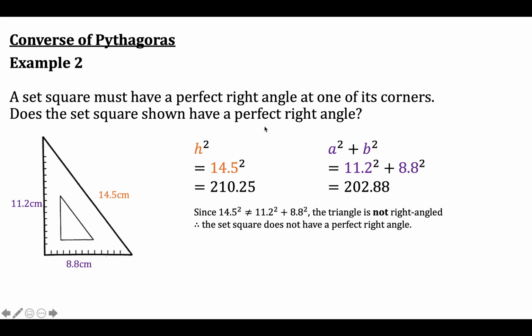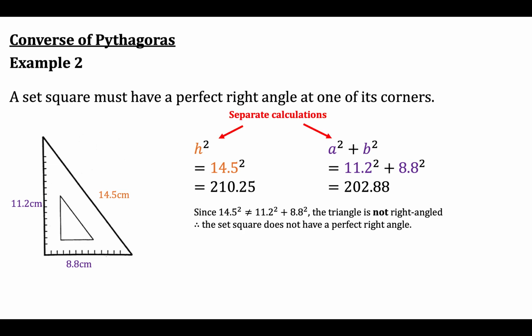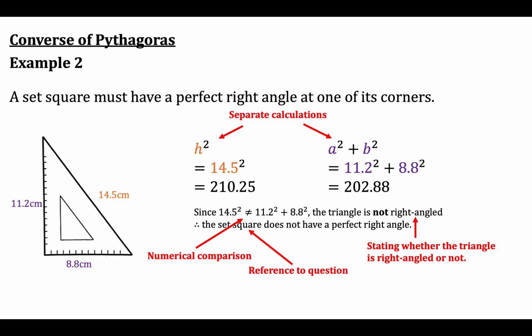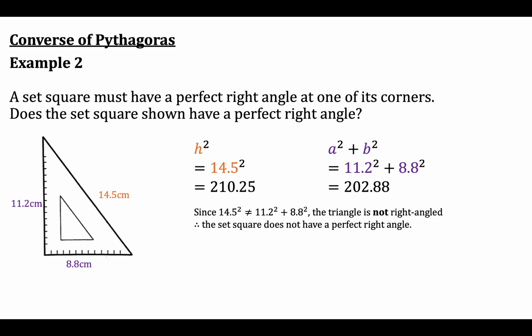It asked us about a set square, it asked us very specifically about an item, so we need to refer back to that. So if we just have a wee look at all of our working, we had separate calculations, we had a numerical comparison, we had to state whether the triangle was right angled or not, and finally we had to refer back to the question because it was a question in context. So just now would be a good time. We're at the end of the video anyway, so if you pause this just before the screen goes blank, you can copy this example down in your notes jotter as well.